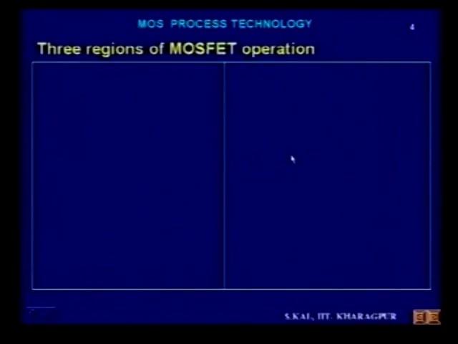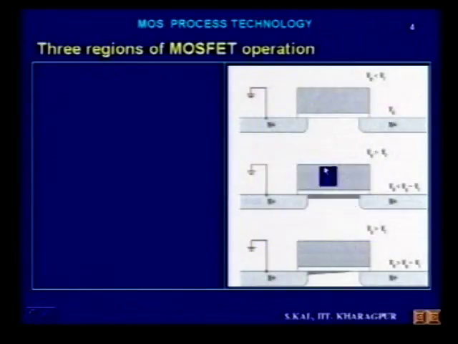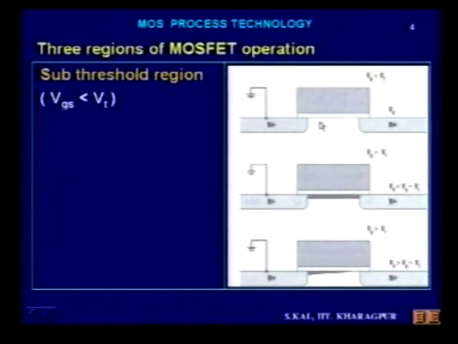Now, we know there are three regions in MOSFET operation. The first is known as the sub-threshold region, defined by VGS, gate-source voltage, being less than Vt. This is shown in this diagram. This is the source N plus, this is the drain N plus, the source is grounded, this is the channel region, this is the gate oxide, and this is the metal. So when the gate to source voltage is less than the threshold voltage Vt, this is known as the sub-threshold region.